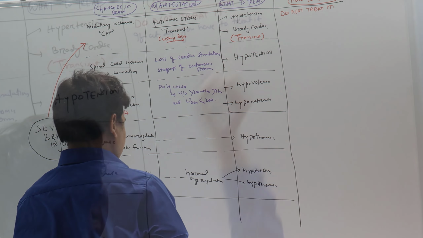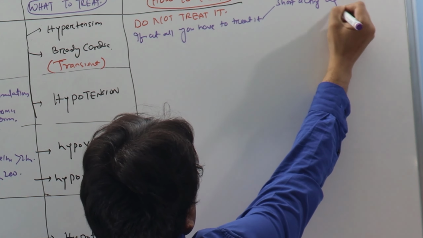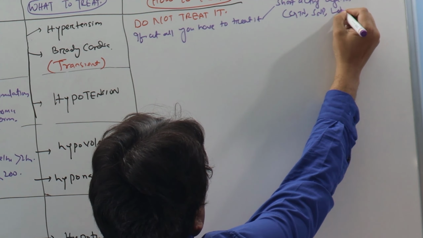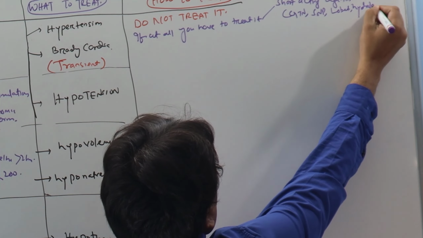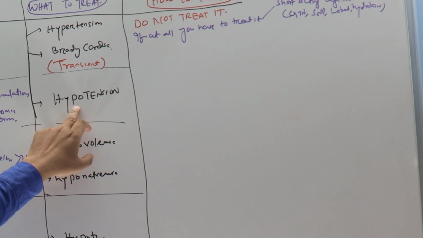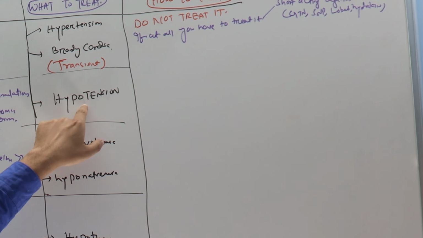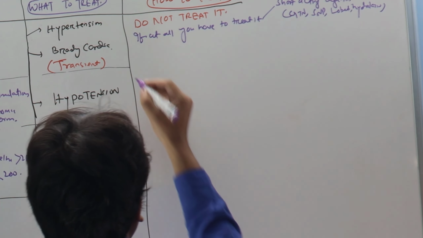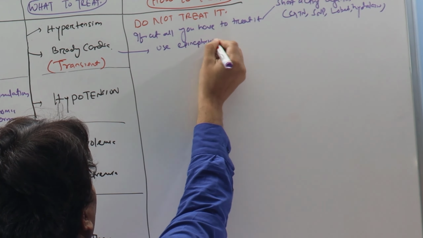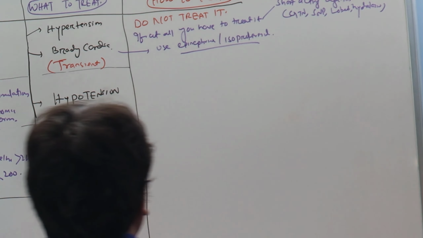If at all you have to treat it, use short acting agents like GTN, SNP, labetalol, hydralazine, etc. Do not use long acting agents here because it is immediately followed by hypotension. If you use long acting agents, then the hypotension can be sustained and it will produce organ dysfunction, right? Also, if you want to treat bradycardia, use epinephrine or isoproterenol only if it is required, otherwise do not use it.